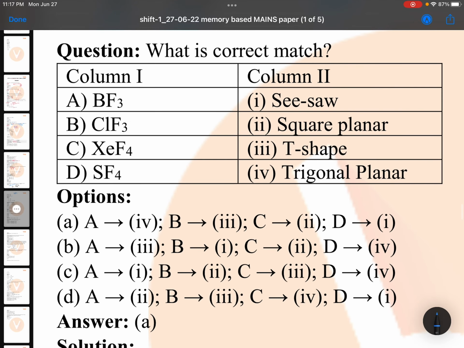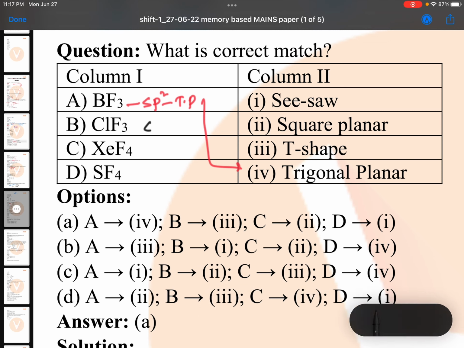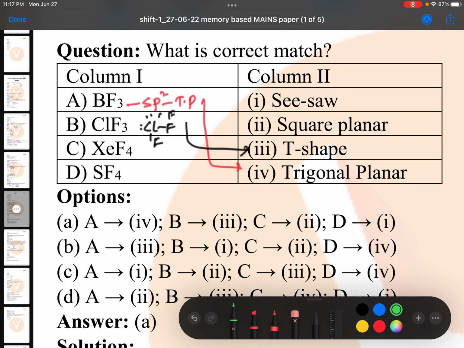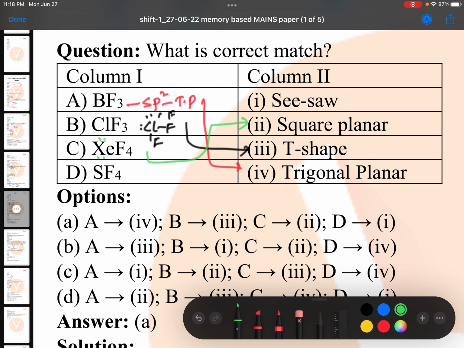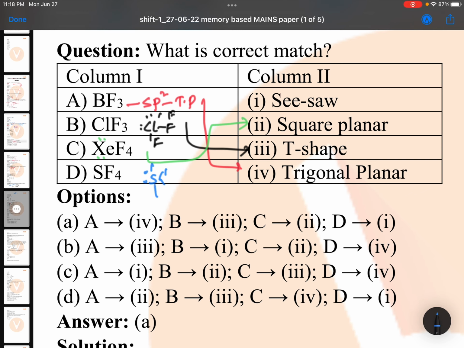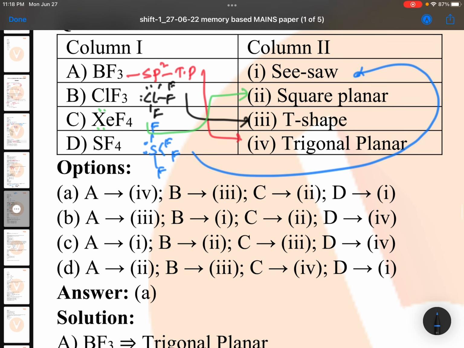This is one interesting question. What is the correct match? BF3 is sp2 hybridization, trigonal planar. ClF3 will have 2 lone pairs of electrons and 3 fluorines, so this will be T shape. Then XeF4: xenon will have 2 lone pairs and 4 bond pairs, so it is square planar. And finally SF4 will have 1 lone pair and 4 fluorines like this, and this shape is called seesaw shape. You can check the option easily.